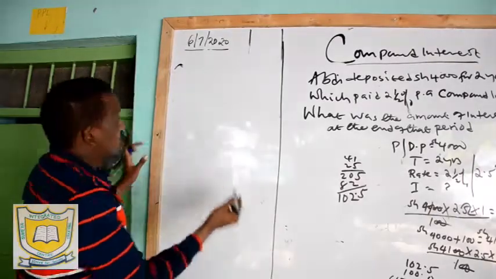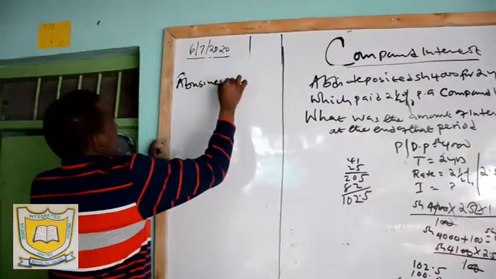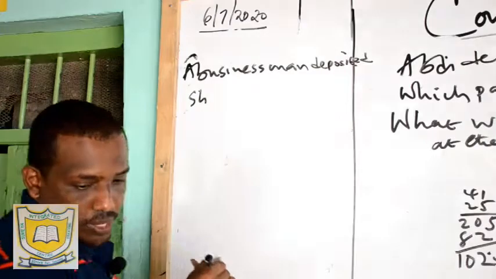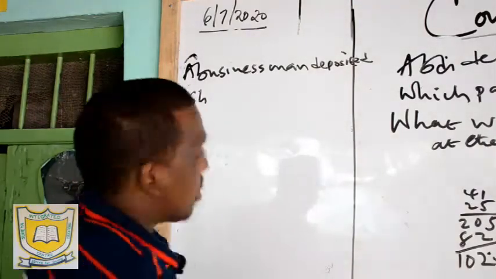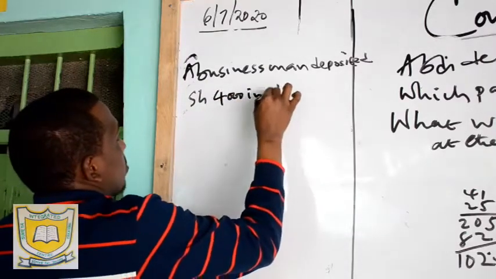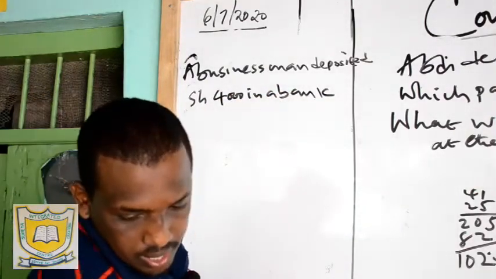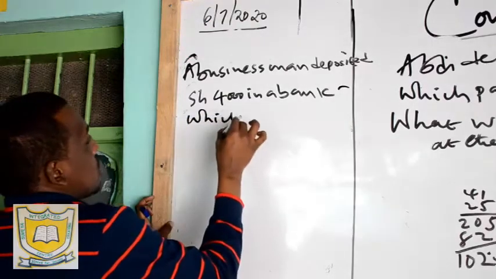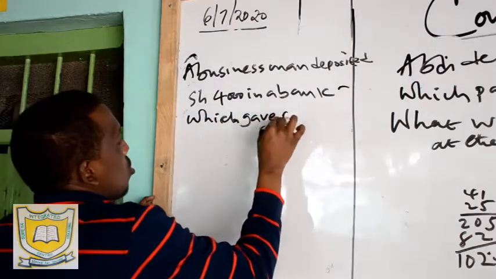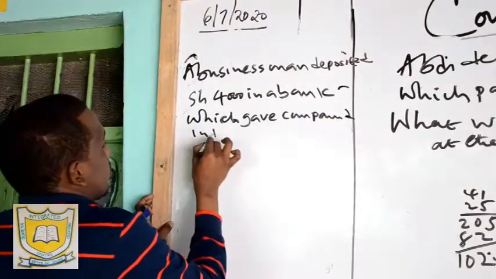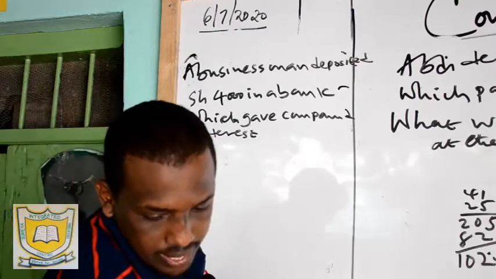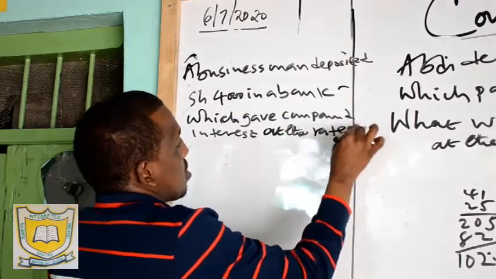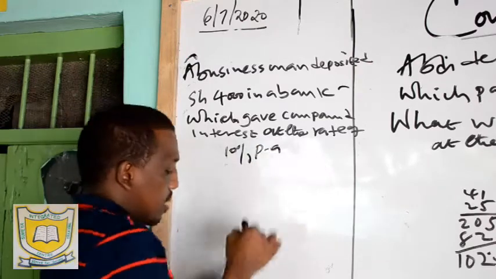A businessman deposited shillings 4,000 in a bank, which gave compound interest at the rate of 10% per annum.